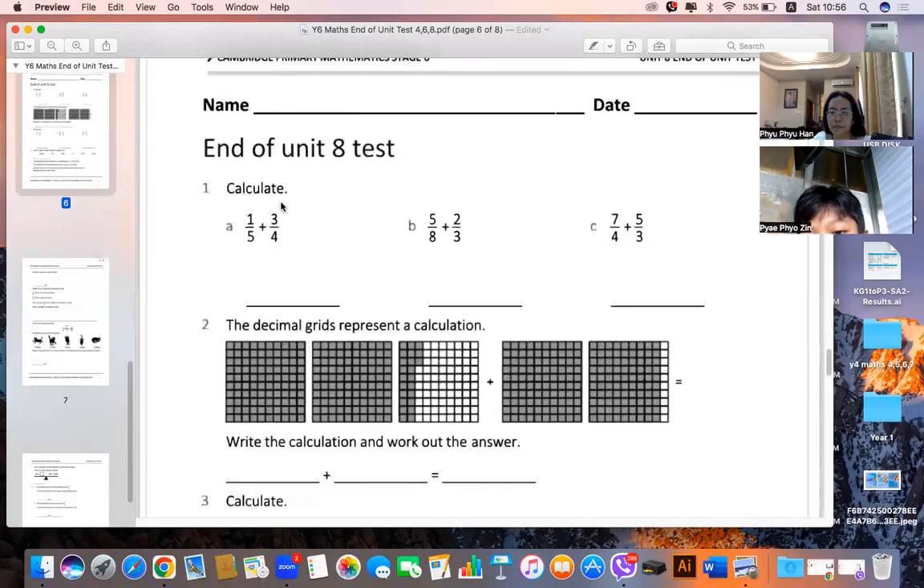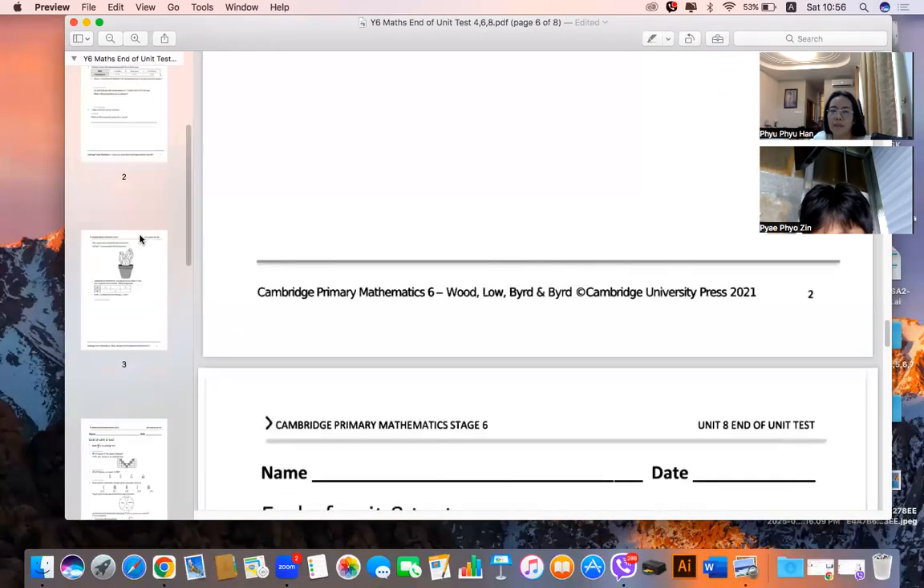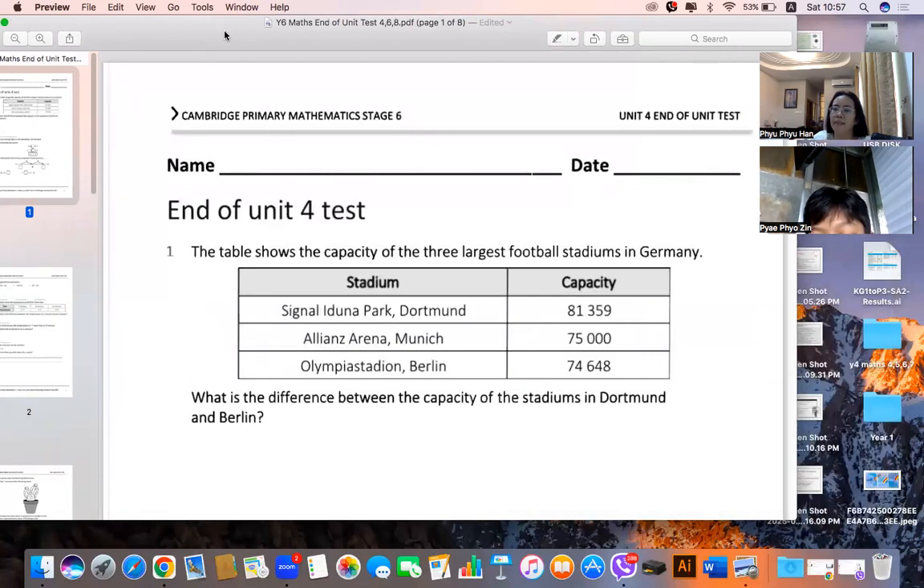So I will revise for the top, unit 4 and unit 6, because your exam, your test is on units 4, 6, and 8. So that you understand unit 8.